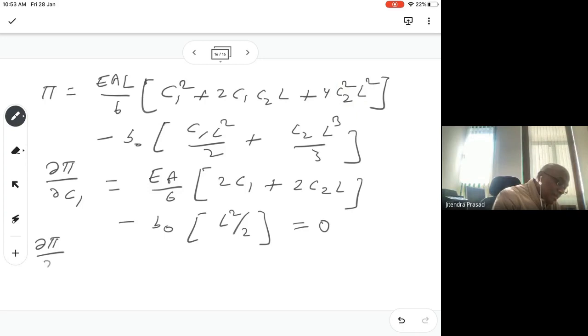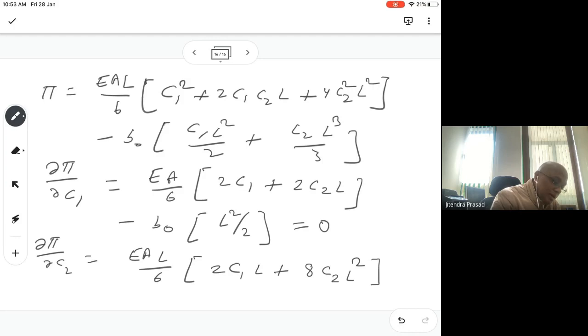Del pi over del C2 is equal to EA L over 6. Then we have a 0 term here. We get here 2 C1L plus 8 C2L square, minus B naught L cube over 3, right, is equal to 0.